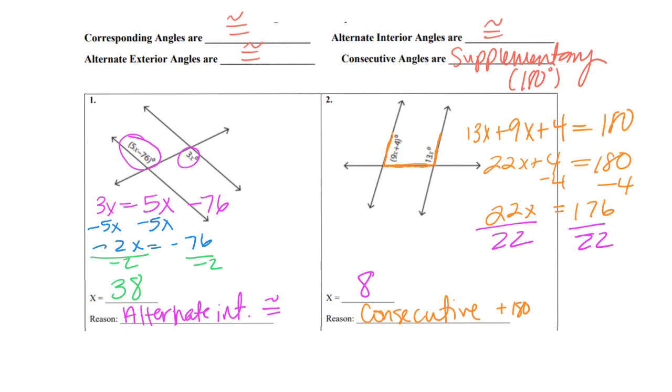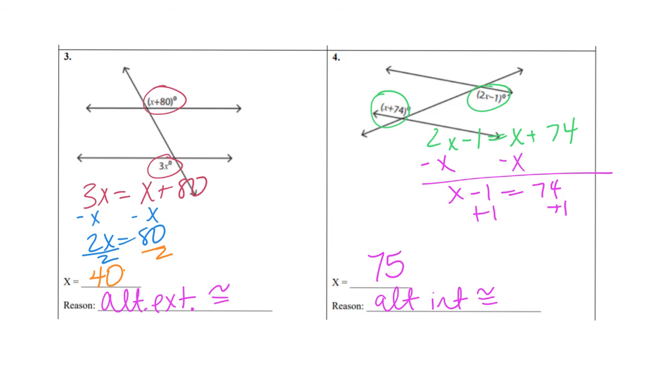Try the next two, try to identify them and pause the video, and then you can play it and see my work and check and see how you did. All right, take a minute to look over this and see how you did. Check your answers. So if you notice on number 3, they are alternate exterior angles because they're on the opposite sides of that transversal and they are outside of the parallel lines. So we set them equal to each other because they are congruent, and we solve for x and get 40. And on number 4, they are alternate interior angles because they're on opposite sides of the transversal. So they are also congruent. So we set them equal to each other and solve for x and get 75.